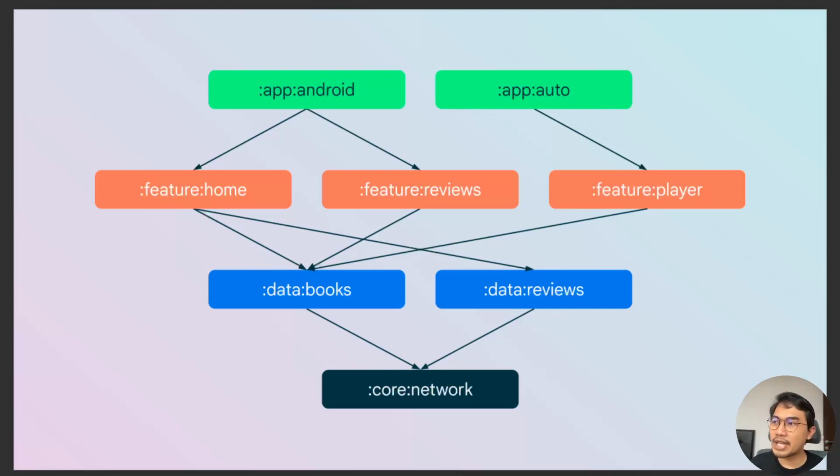App module can depend on a feature module, but not the other way around. Same thing with feature and data module relationships. Lastly, the core module is at the bottom of the graph. And the core module can't have dependency to the app module, feature module, and data module.